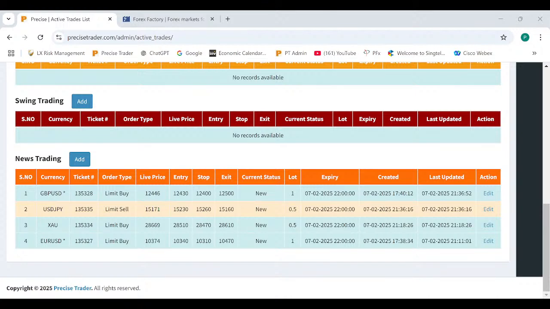Okay, so I think looks like none of the orders got filled. We just have to wait for another 9:30, another 5 more minutes.